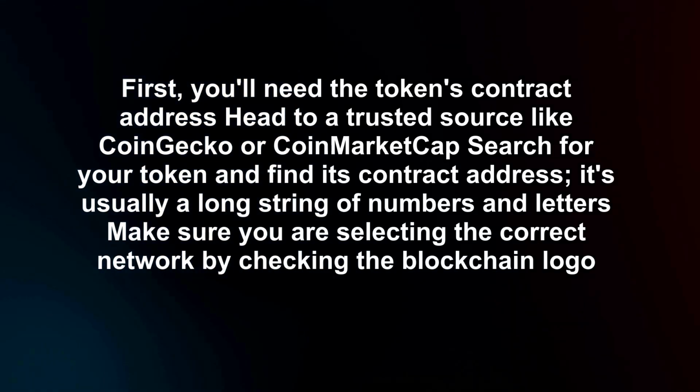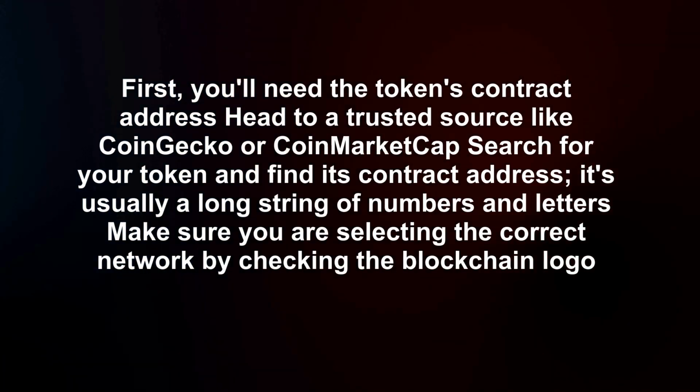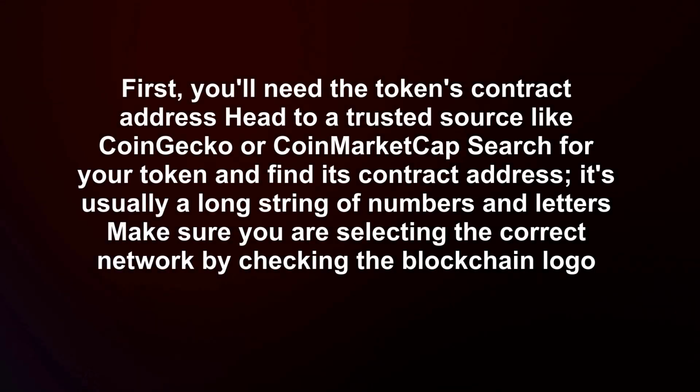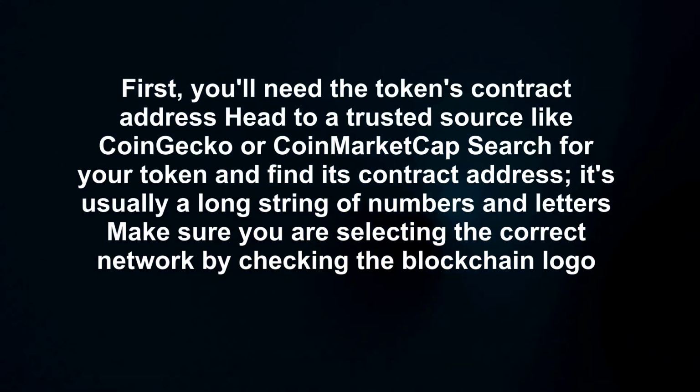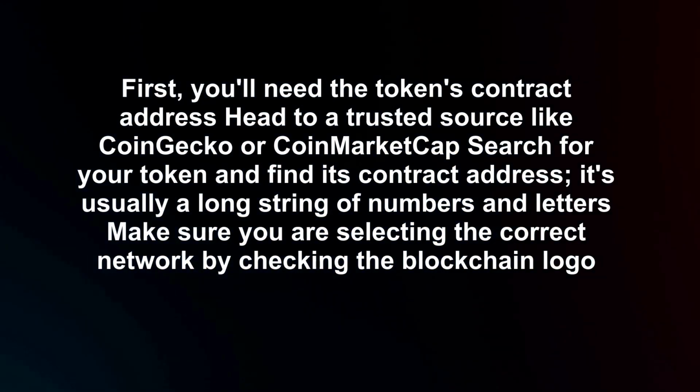Head to a trusted source like CoinGecko or CoinMarketCap. Search for your token and find its contract address. It's usually a long string of numbers and letters. Make sure you are selecting the correct network by checking the blockchain logo.